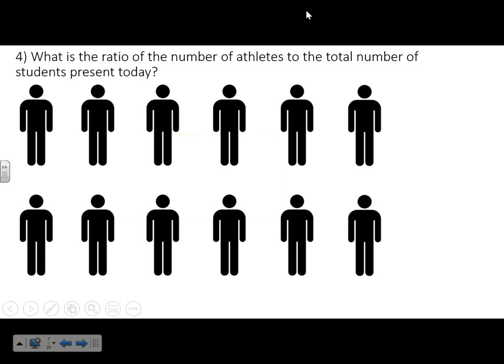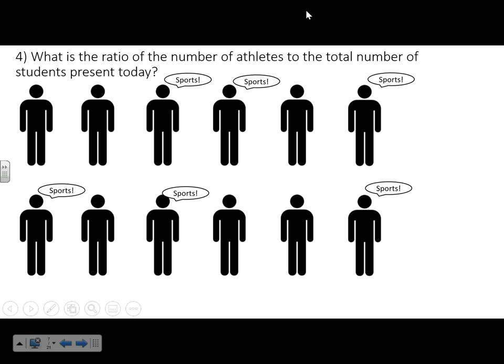What's the ratio of the number of athletes to the total number of students? We still have 1, 2, 3, 4, 5, 6 athletes, and the total number of students is 12. So we have 6 over 12. So half of the students are athletes. Again, you can do it this way, I just like the fractions a lot better.